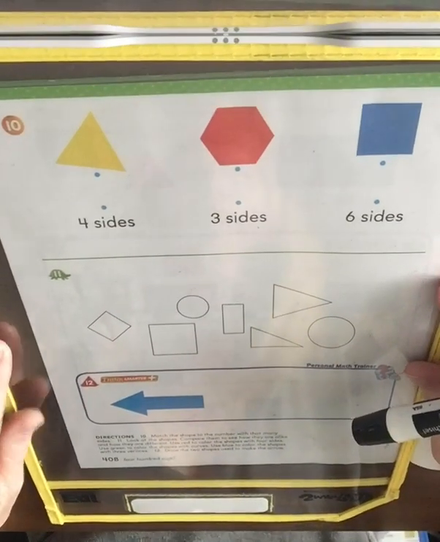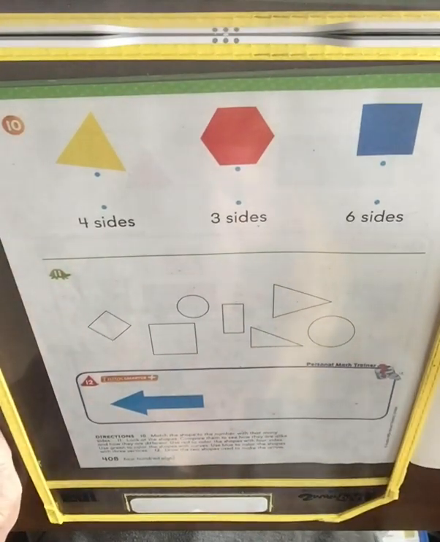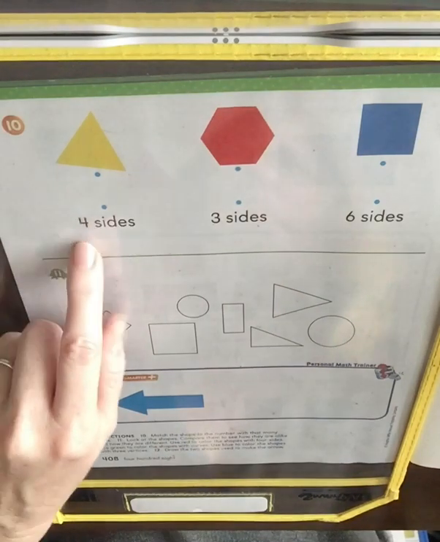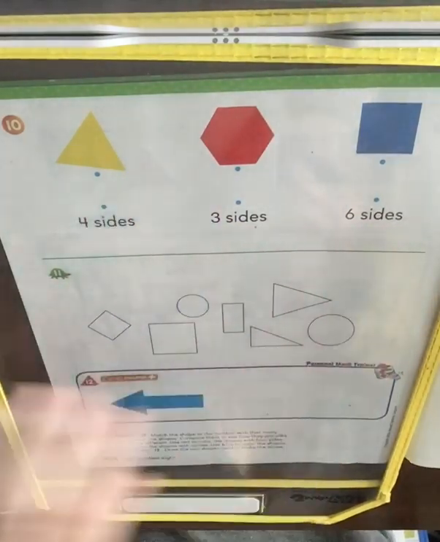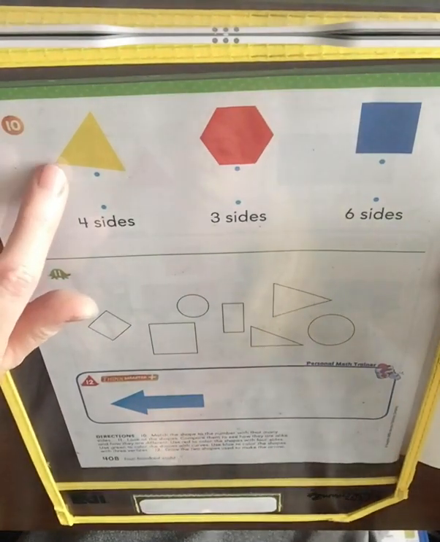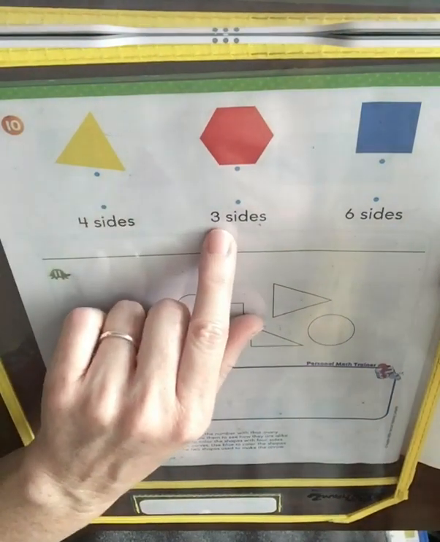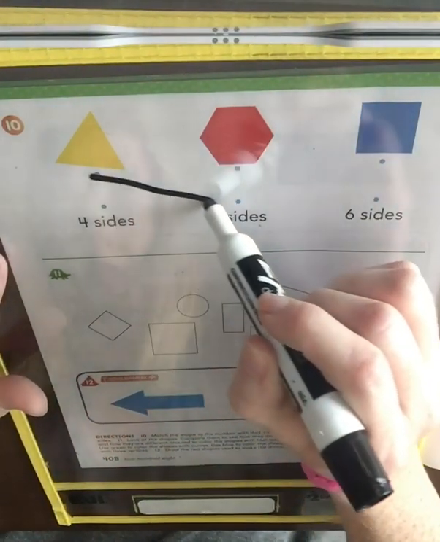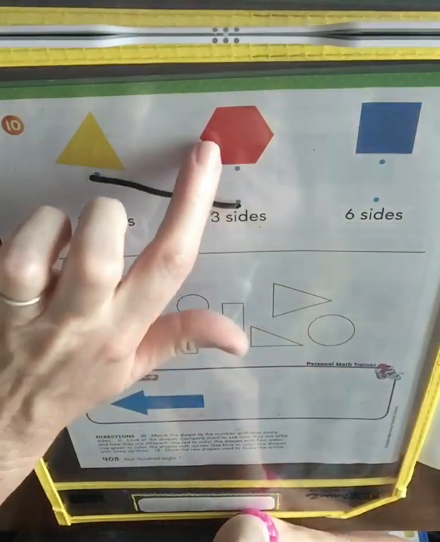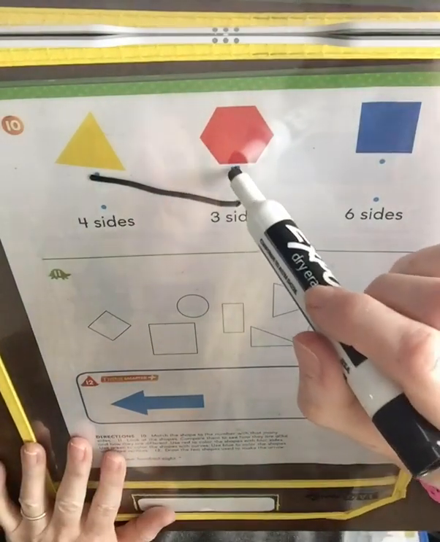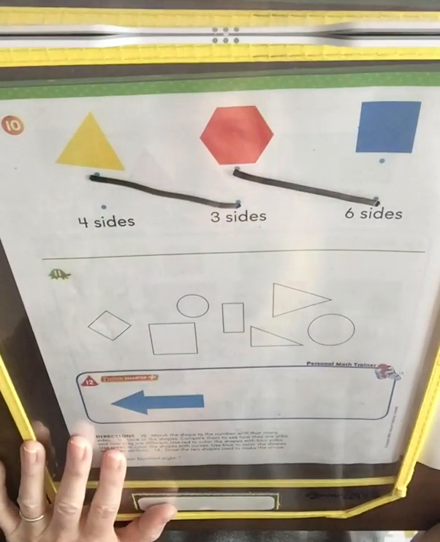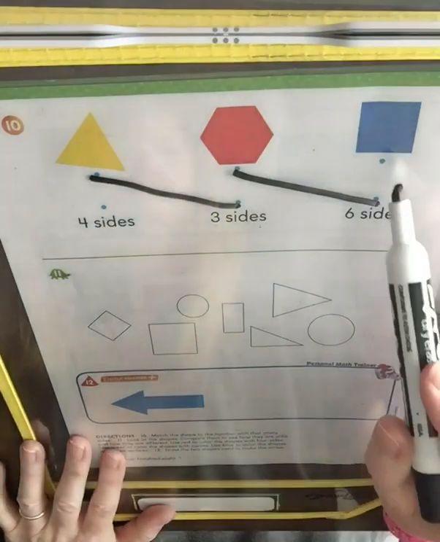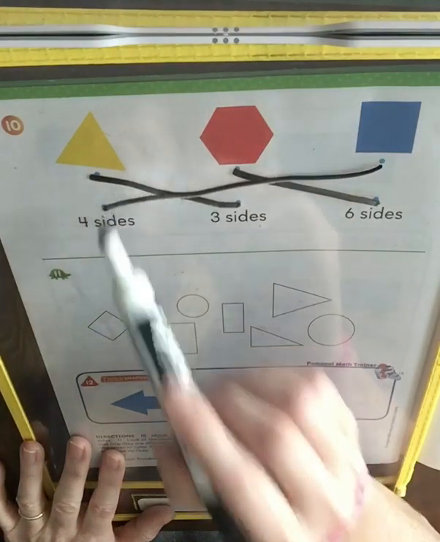And on this page, question 10, match the shapes to the number with that many sides. So I see 4 sides, 3 sides, 6 sides. So we're going to connect the dots here. So a triangle has 3 sides. I'm going to look for the number 3, and then I'm going to connect those dots. A hexagon has 6 sides. So I'm going to look for the number 6, and I'll connect those dots. And then a square has 4 sides. There's the number 4, and I'll connect it all the way over there.